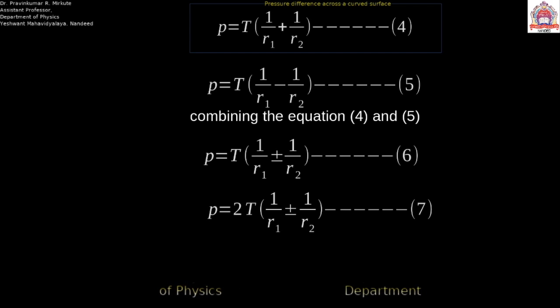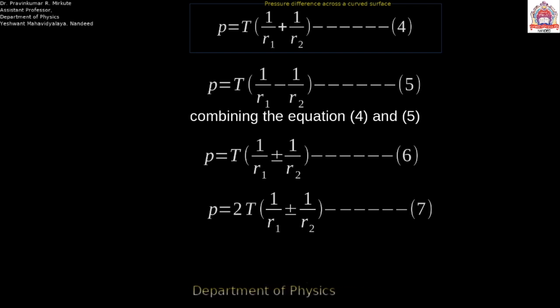Suppose we are taking a cylindrical surface. So what is R1? R1 is equal to R. And what about R2? We don't know, it is infinite. Hence for one surface, P is equal to T into (1 by R plus 1 by infinity). So we get the excess pressure is equal to T by R. But if you are taking two surfaces, then we get 2T by R.